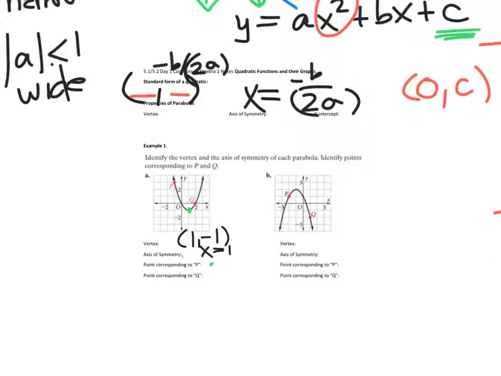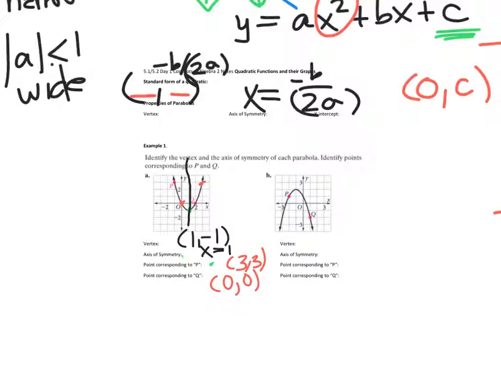And a point that corresponds to P is going to be the same distance across. So that point right here is going to be (3, 3). And the point corresponding to Q is going to be directly across from the axis of symmetry, and that's going to be at (0, 0).